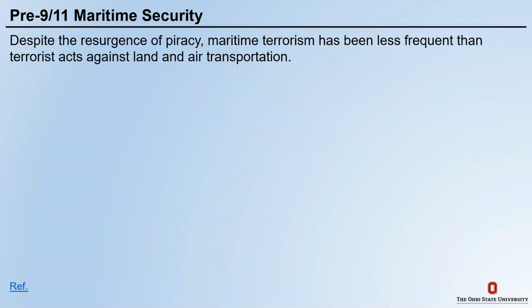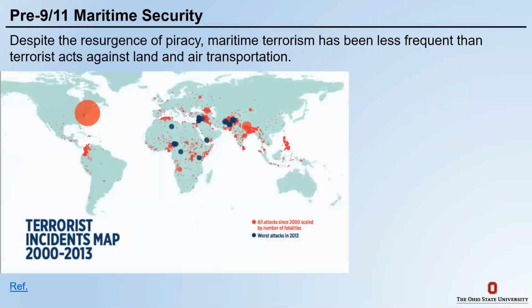And despite the resurgence of piracy, maritime terrorism has been less frequent than terrorist acts against land and air transportation. You should know that, okay? So here is a terrorist incidents map from 2000 to 2013. We have red circles and blue circles, right? Red circles are all attacks since 2000 scaled by number of fatalities, which means the larger the size of a red circle, the larger the number of fatalities.